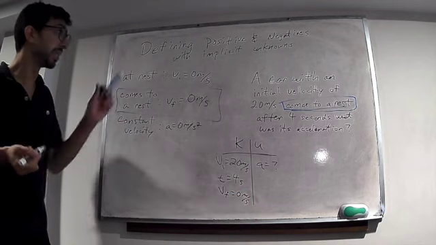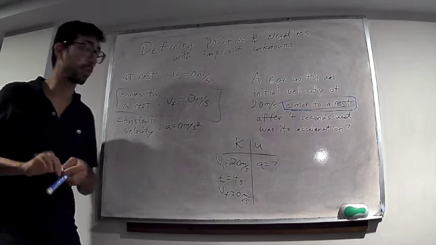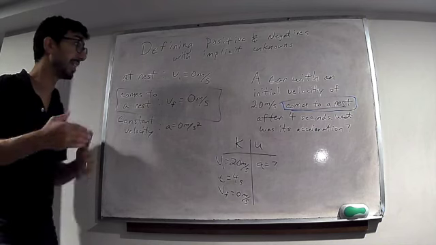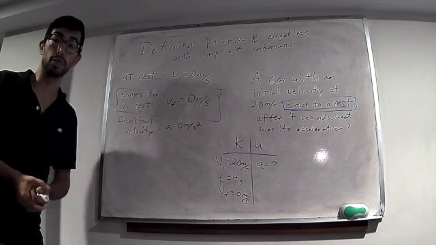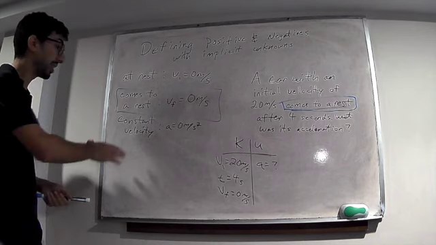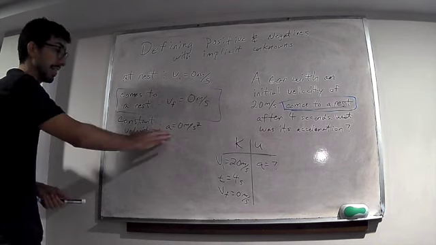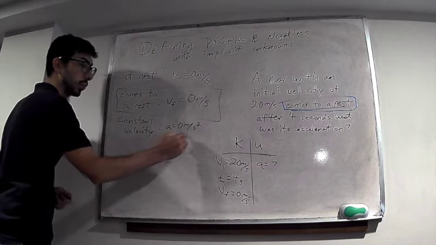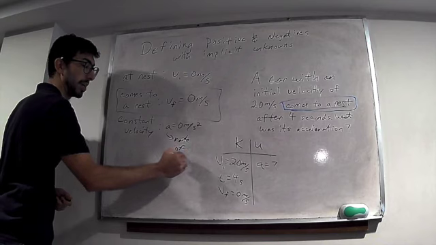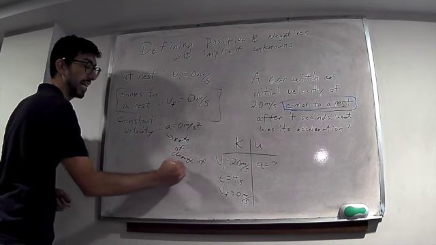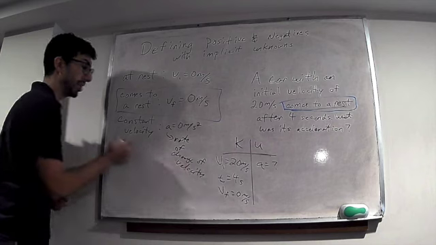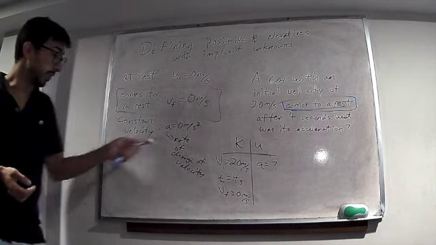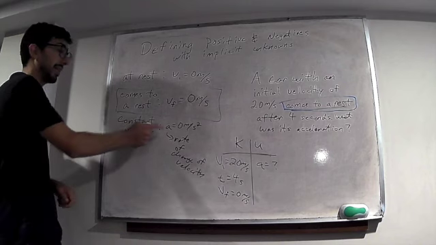There are other implied unknowns here as well. If an object starts at rest, it has an initial velocity of 0 meters per second. If an object has a constant velocity, its acceleration is 0 meters per second squared, because acceleration is the rate of change of velocity. So if you have no change to velocity, you have no acceleration at all. Constant velocity means acceleration is 0.